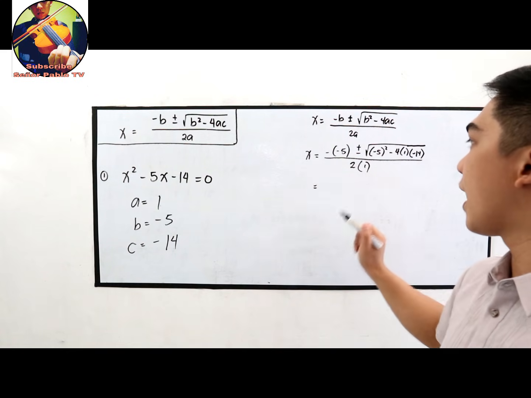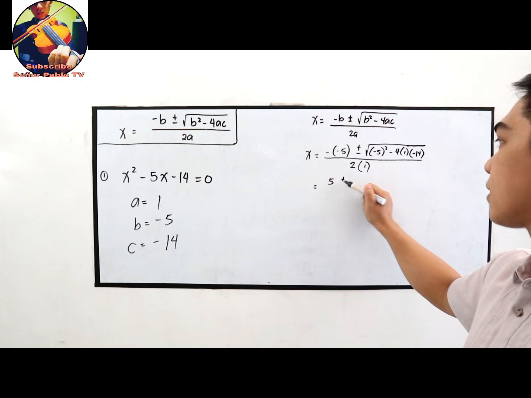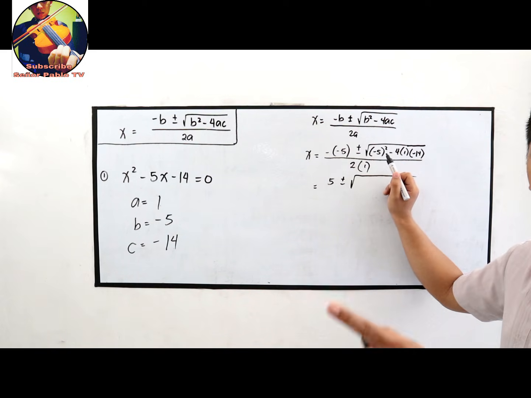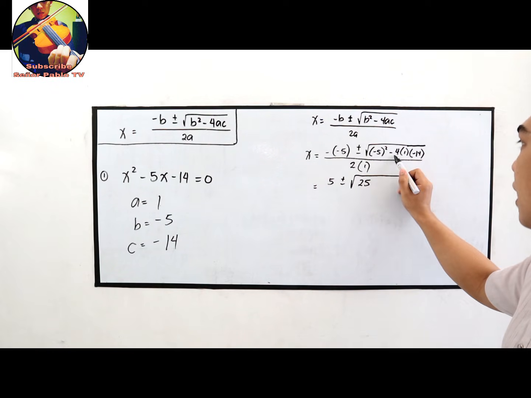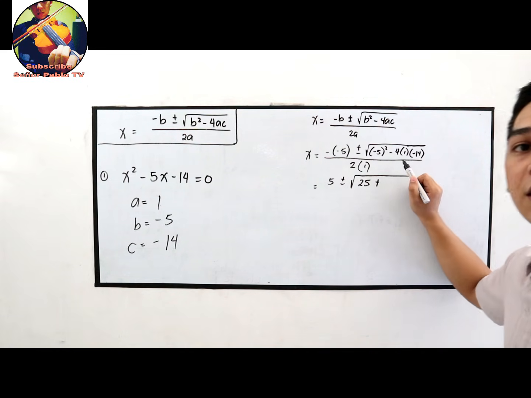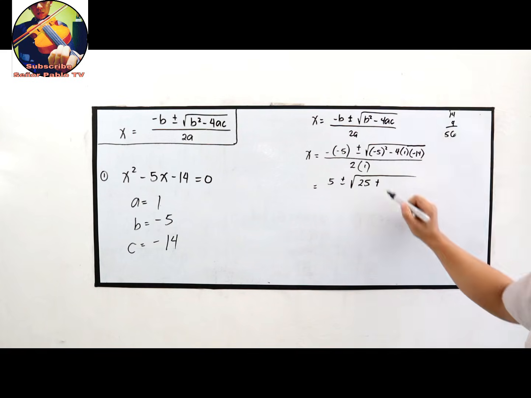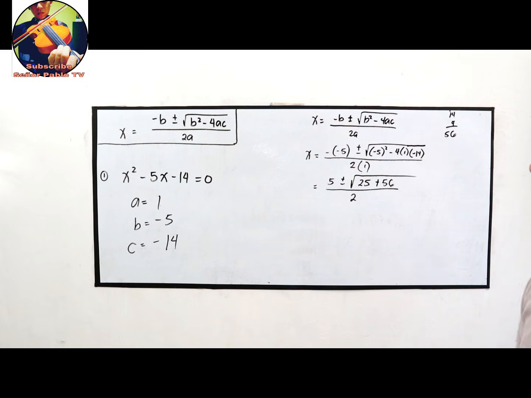So, we have negative times negative 5, positive 5, plus minus square root of negative 5 square. That is negative 5 times negative 5, 25. Then we have negative times negative, positive 4 times 1, 4 times 14. So 14 times 4, 4 times 4, 16, carry 1. 4 times 1, 4 plus 1, 5. So 56 all over 2 times 1, 2.